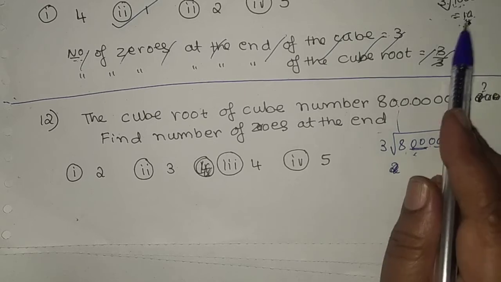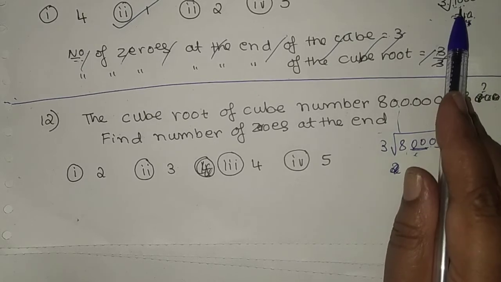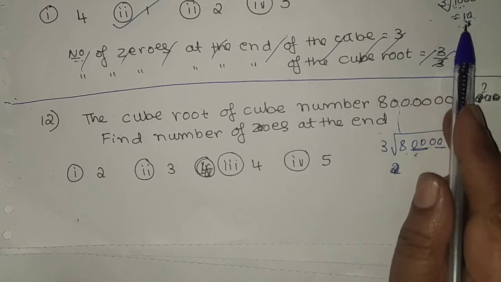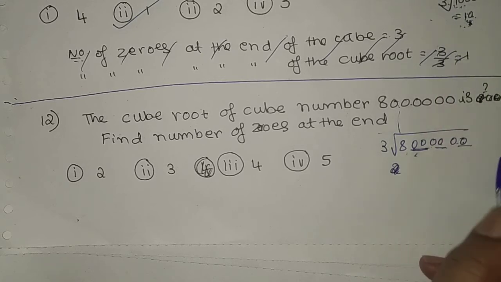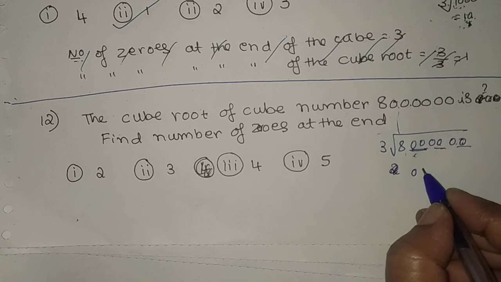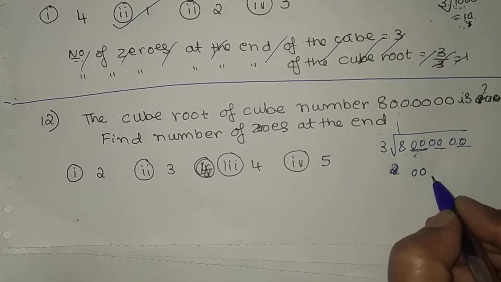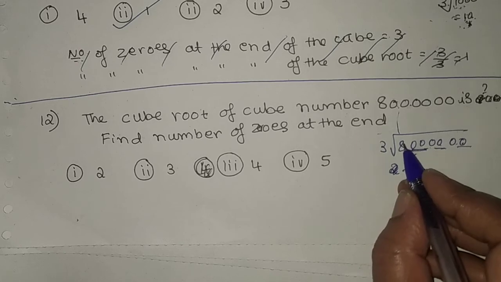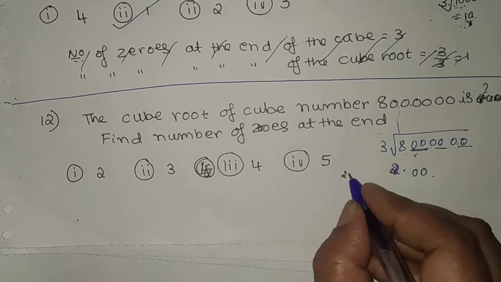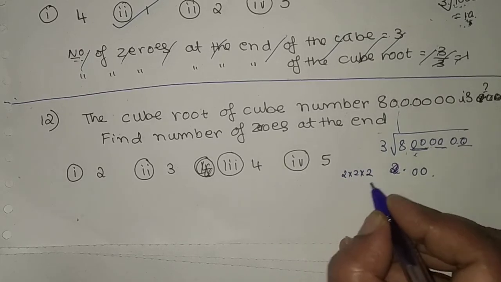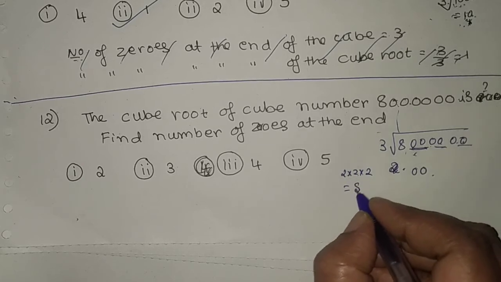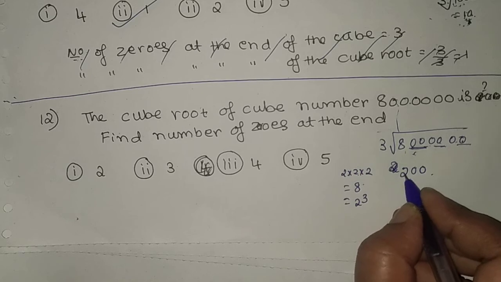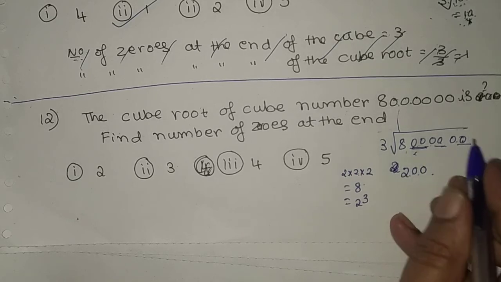See here, similar to this. Here we have 3 zeros, then we get the cube root means 1 zero. So here how many will we get? So 2 followed by how much? This is 2 cube. 2 into 2 into 2 will be how much? 2 to the 4 to 8. 8 which is equal to 2 cube. So here we get 200. This is the answer: 200.